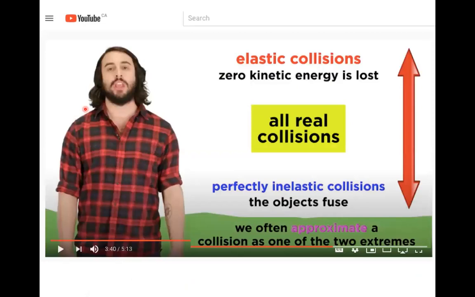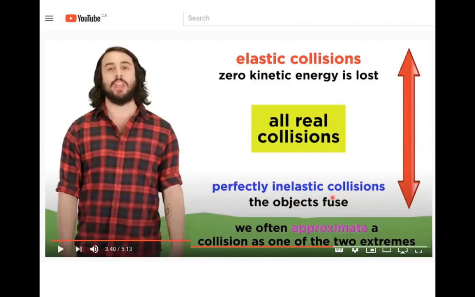So the amount of kinetic energy lost in the inelastic collision depends on the objects and the conditions. And as Professor Dave says, and he is linked in this video below, in real collisions, we'll actually get somewhere in between. So it's actually a spectrum between perfectly elastic collisions and perfectly inelastic collisions, and real collisions are in between. So not all kinetic energy before goes into the kinetic energy after, as in a perfectly elastic collision.